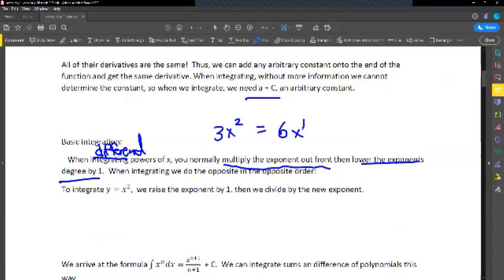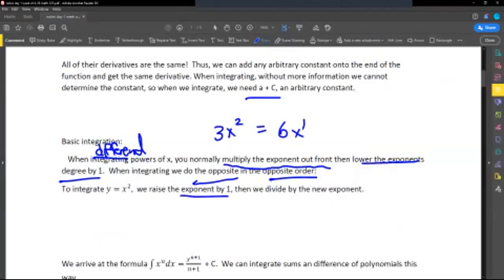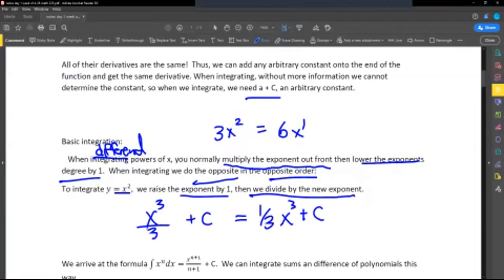All right, so to do an integral, we do the exact opposite thing in the opposite order. So what we're going to do is raise the exponent by 1. So for x squared, we get x cubed. So I raise the exponent first, and then I divide by the new exponent. So it's x cubed over 3, right? So plus this little c thing. They could also write this as 1/3 x cubed plus c. It's the same thing.